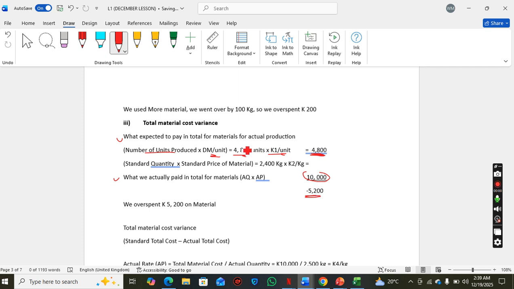The other way we could get the standard total cost, or the expected total cost, would be to take our standard quantity, how much material we expected to use, multiplied by the standard price of materials. We used 2,400 kg, and the standard price for materials is 2 kwacha per kg. When you multiply these two, you still end up with 4,800. So you can use either of the two.